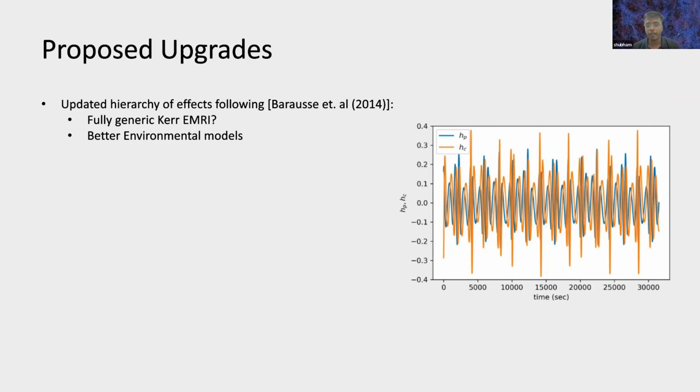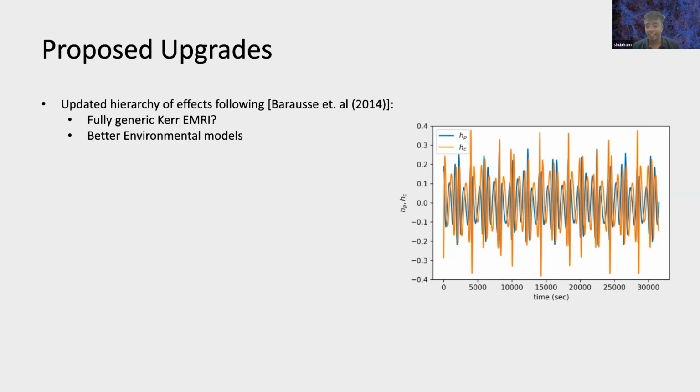So first of all, what I'd like to do is to make an updated hierarchy of effects following Burrows et al.'s analysis of 2014. So this is the ambitious part. Can we go to a fully generic Kerr EMRI system? Can we introduce non-equatorial eccentric orbits of the secondary around the supermassive black hole in the center?